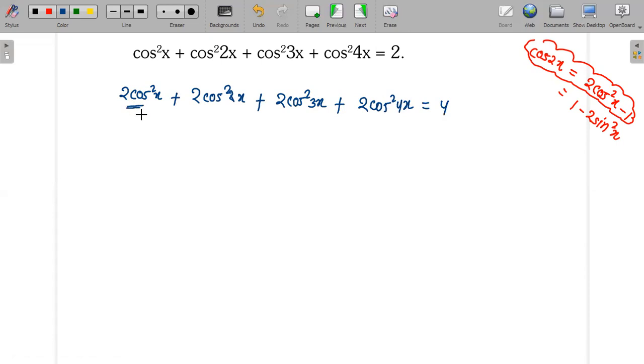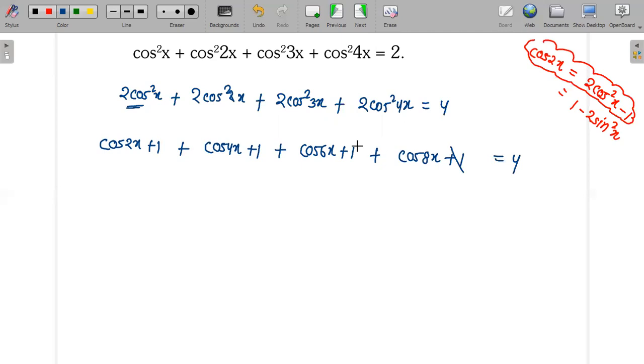Now from there, do the needful substitution. 2 cosine square theta is as good as writing cosine 2x plus 1. Similarly, for another one, we may write it as cosine 4x plus 1. The third expression can be reduced to cosine 6x plus 1, and similarly the fourth one can be written as cosine 8x plus 1. Now that should be equal to 4. This 1 plus 1 plus 1 plus 1 will get cancelled out.